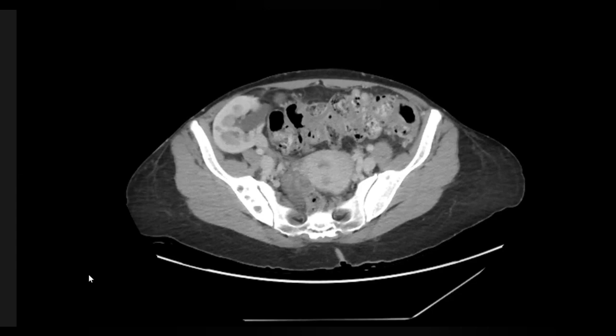This is an axial CT image of the pelvis with contrast. I can see a kidney in the right iliac fossa, and it shows mild hydronephrosis, and the colon appears thick-walled. Okay. What's more?